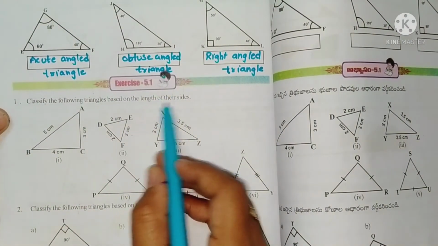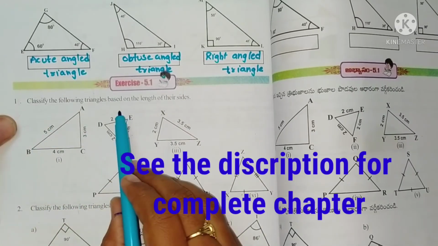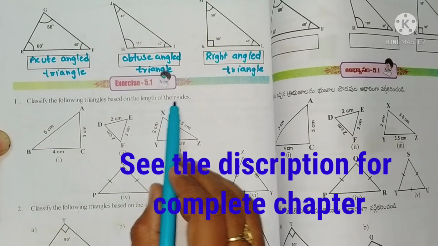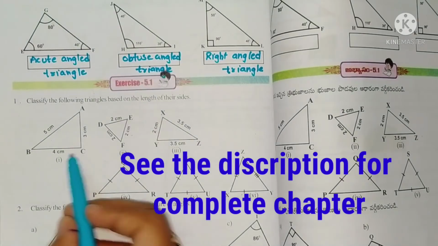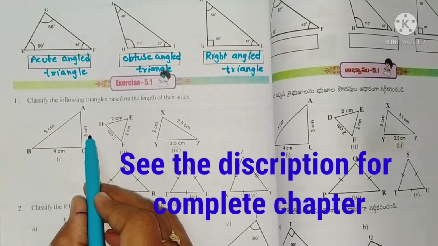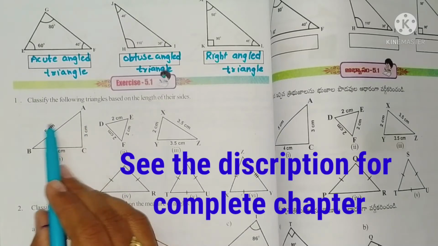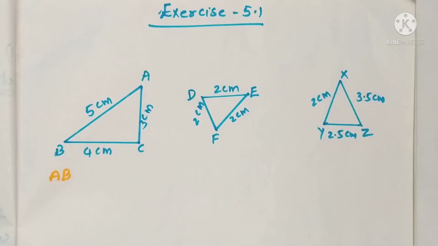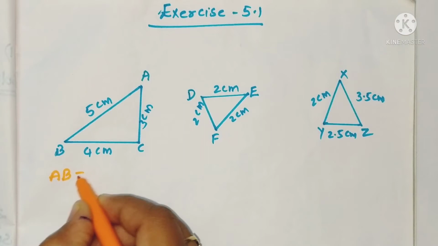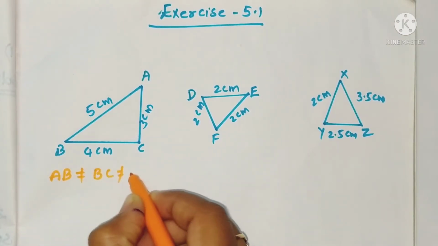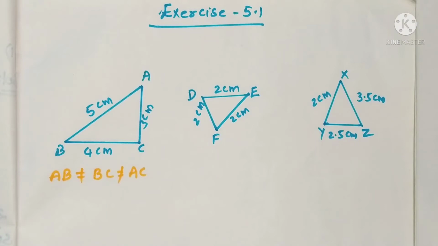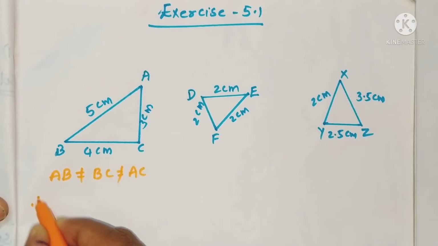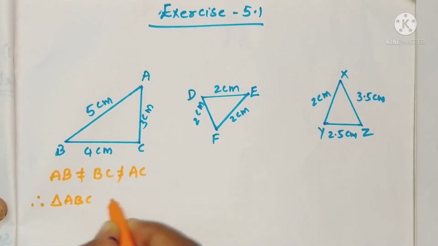Okay. Now exercise 5.1. Classify the following triangle based on the length of their sides. Here also see, this is 5 centimeters, 3 centimeters, 4 centimeters. So there are no common sides. So this is a scalene triangle. So we can write AB not equals to BC not equals to AC. So no two sides are equal, na? So this is a scalene triangle. Triangle ABC is a scalene triangle.